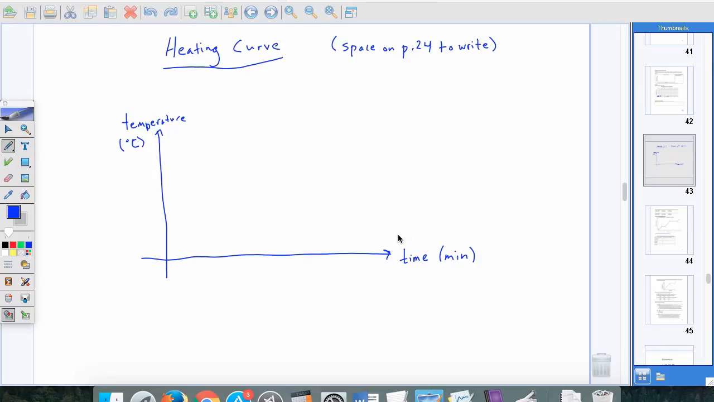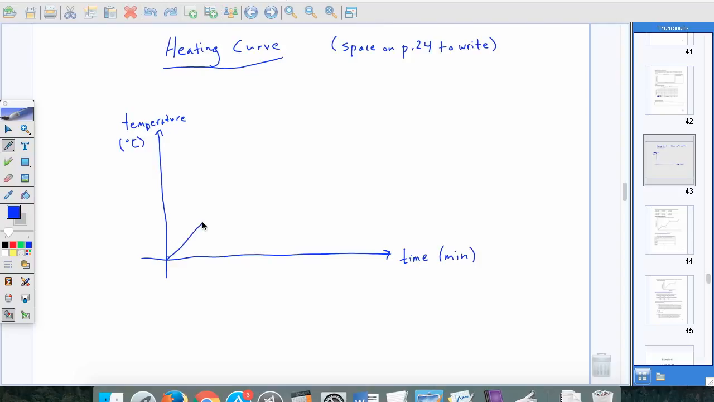Hi class, I want to talk about the heating curve for a substance. There's space on page 24 to write about this, and it's related to the stuff that's on page 31, which I'll turn to in a minute. But basically we have temperature versus time, and if we start off with a substance that was solid at time t equals 0, and we started heating it, the substance would start rising in temperature as the time went on.